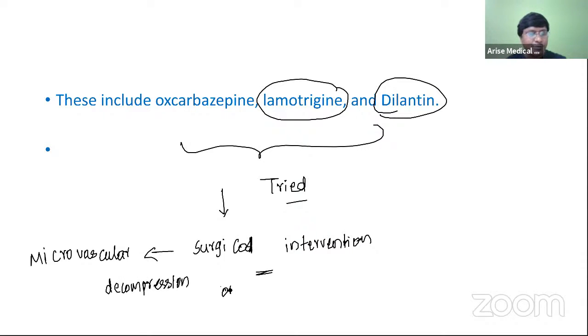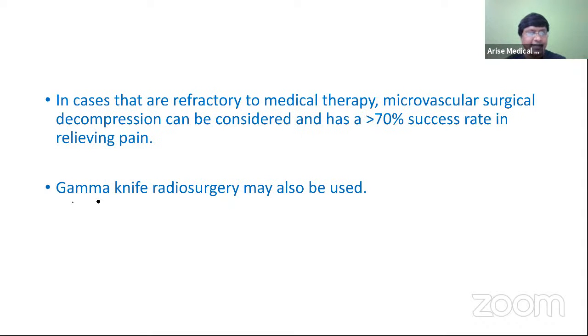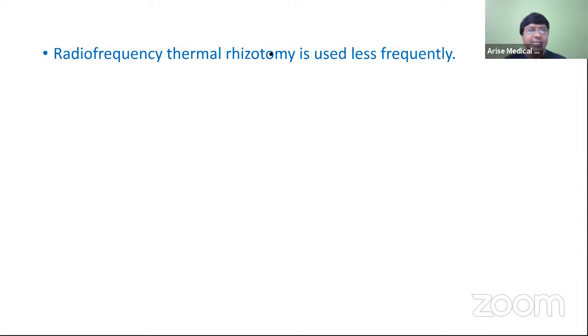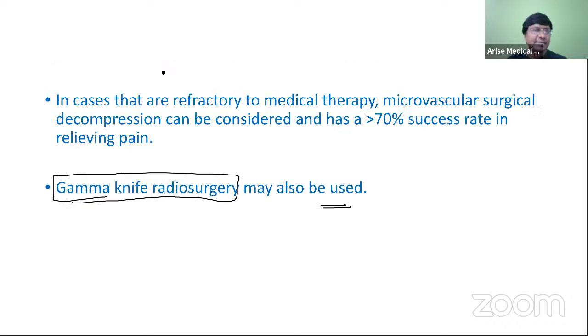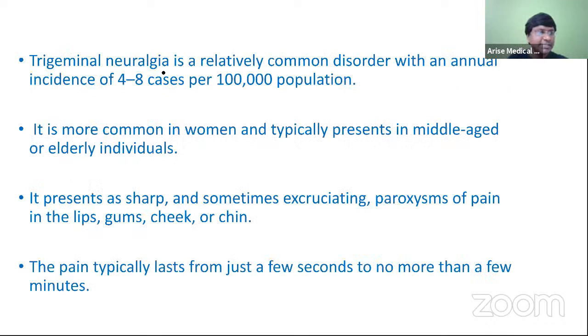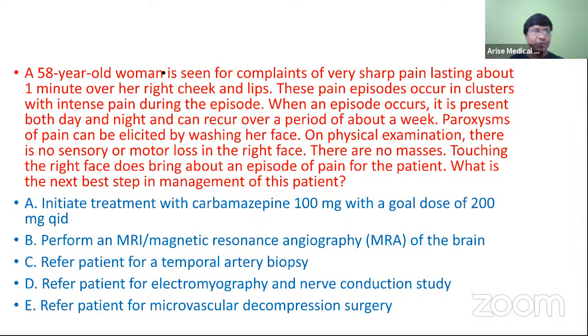Or the other alternative procedure is to resect the root of the trigeminal nerve; that is, rhizotomy has to be done. So these are the treatment options for trigeminal neuralgia. The next option is that gamma knife radiosurgery may also be tried. Radiofrequency thermal rhizotomy is used less frequently. So that is about your question on trigeminal neuralgia.